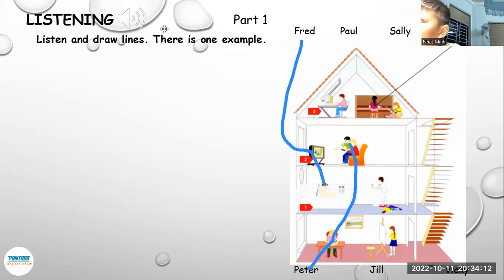Three. Where's Paul? Is he watching a video? No, no, he doesn't like videos. He's playing on the computer. Oh, yes. He's on the third floor. Yes. Four. Can you show me Jill? Yes. Jill is on the bottom floor. With brown hair. That's right. What's she drawing? I don't know. I can't see. Five. Is that Sally on the third floor? Yes, she's playing her guitar.